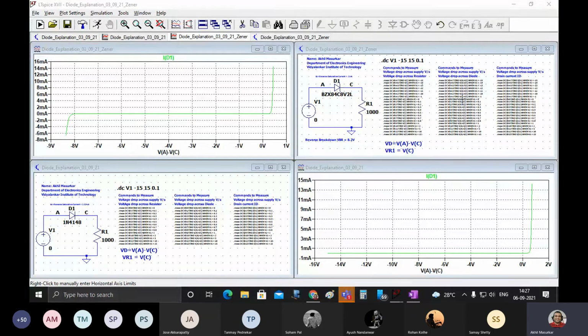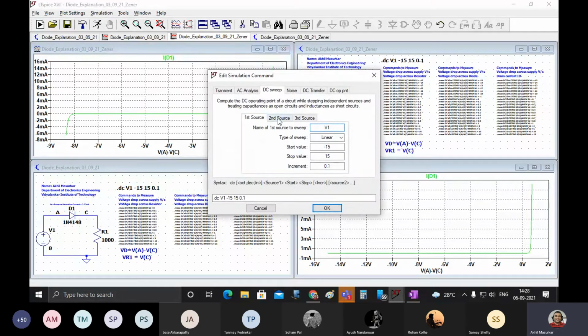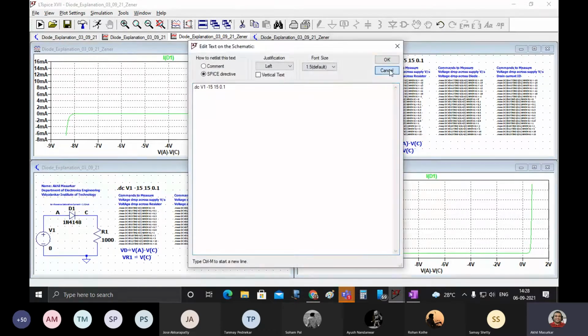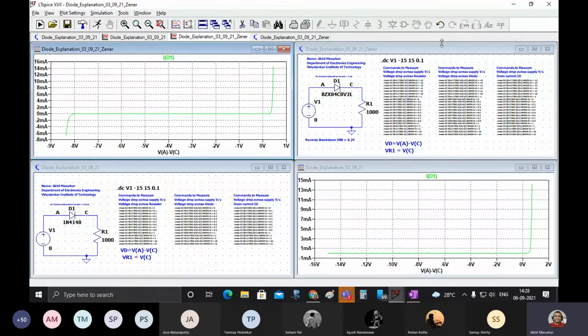So I will give you a clue. You will have to build both these circuits in the same file, and while running the simulation, you can take the help of this DC sweep, first source and second source, and sweep both of them at the same time. That is the hint.